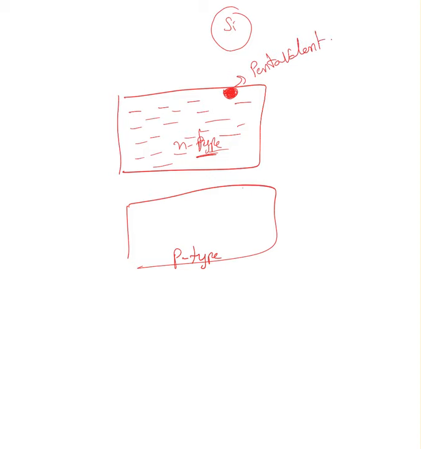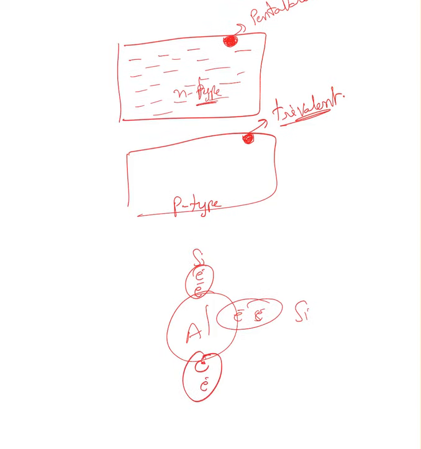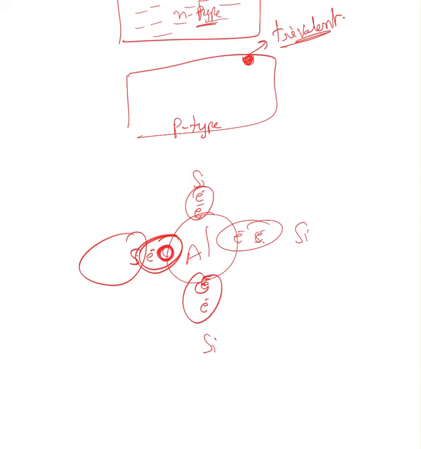Pentavalent means 5 electrons. Now I'm going to add a very small quantity of trivalent, meaning only 3 electrons in its outermost orbit. If I take aluminum, which has 13 electrons, it has 3 electrons in its outermost orbit. The 3 electrons are going to make bonds with the other silicon atoms, and there is a hole for another silicon atom. So here there is an electron pair, electron pair, and electron pair, and there is nothing here; we call that a hole.